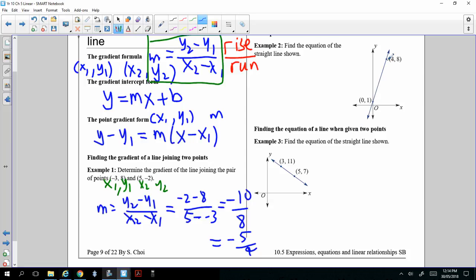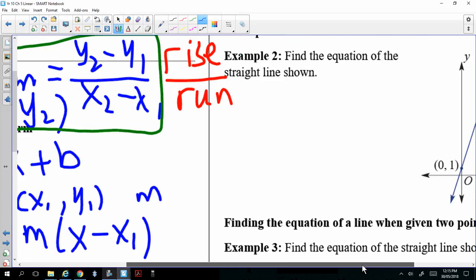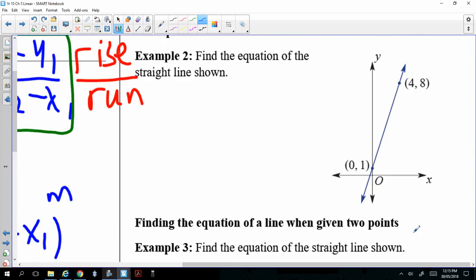Alright, so all you have to do is, when you find the equation, you must get the gradient. Once you get the gradient, the equation is easy to find. Let's find the gradient of the first line. To find the gradient, you can use rise over run, or you can just use the formula m equal to y2 minus y1 over x2 minus x1.